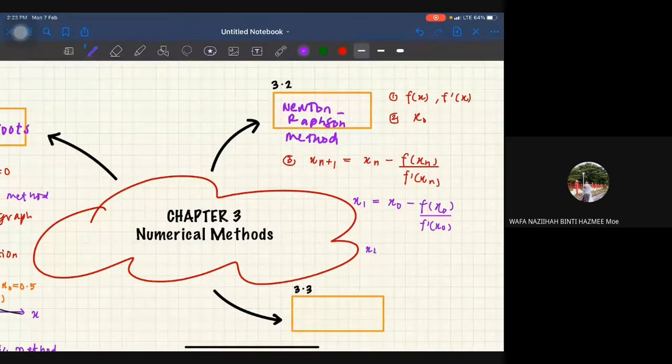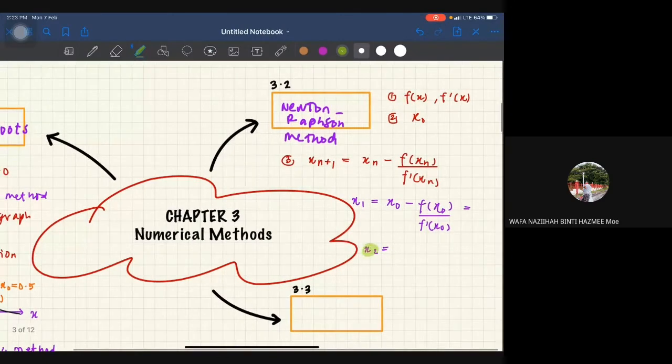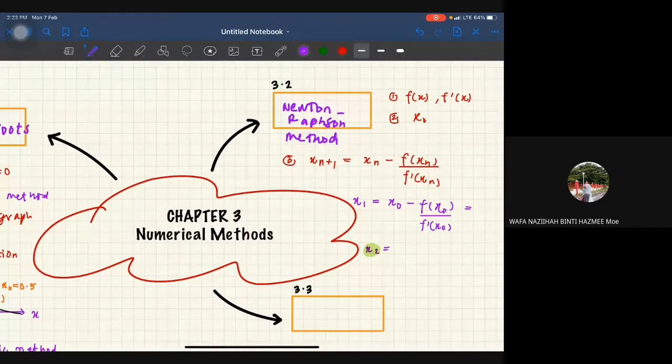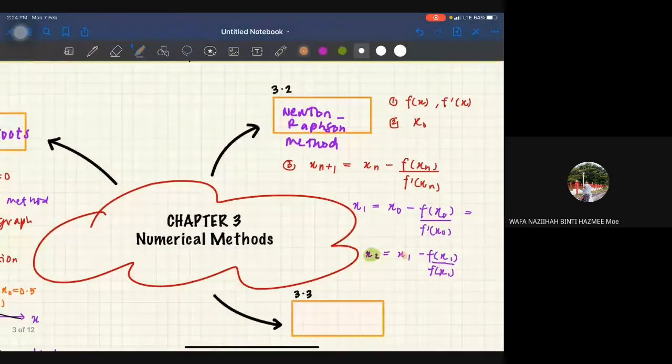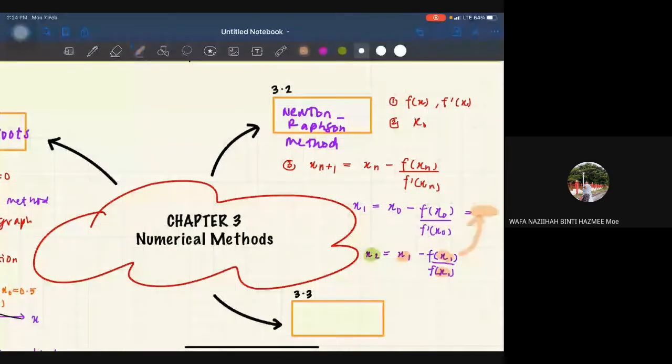So kalau untuk cari nilai yang kedua, kita akan gunakan previous value. Maksudnya previous value is for finding this one, kita akan gunakan x0 kita. Jadi x1 tolak f(x1) over f prime(x1). Semua nilai ini saya gunakan yang ni. So this one, kita akan guna nilai daripada sini. Previous. Untuk cari x3, kita akan guna nilai x2. Untuk cari x4, kita akan guna nilai x3 and so on, seterusnya. Okay, so itu adalah Newton-Raphson method.